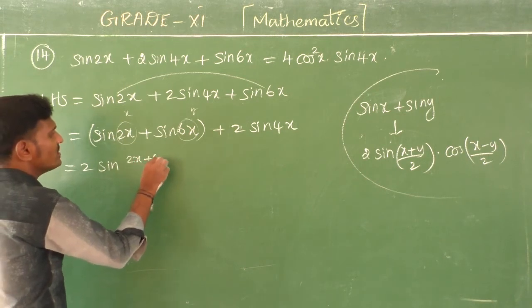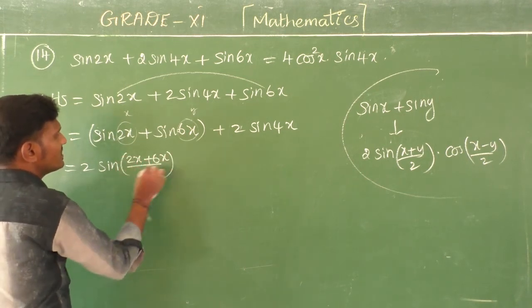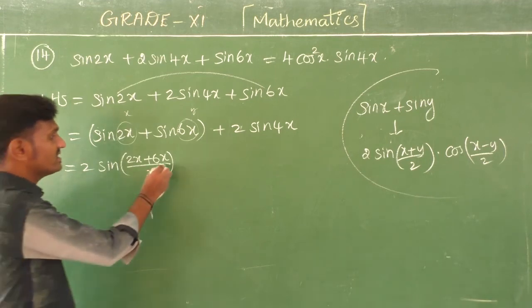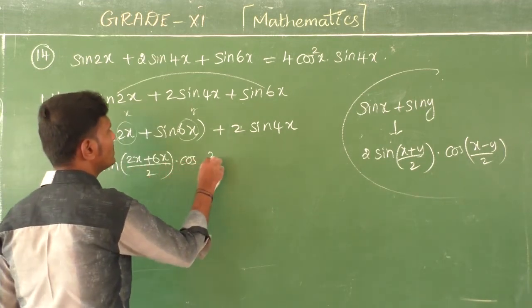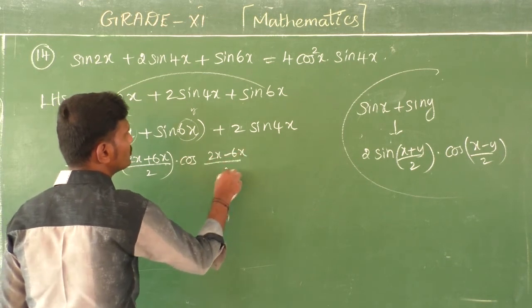So write one more step, it is not a problem. 2x plus 6x by 2, into cos of (2x minus 6x) by 2.